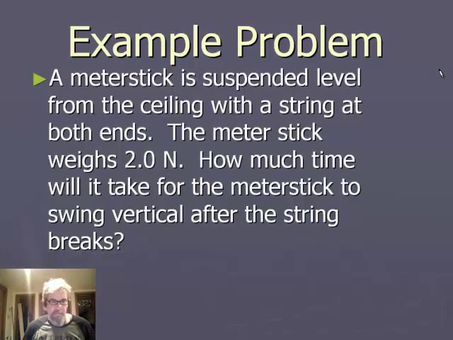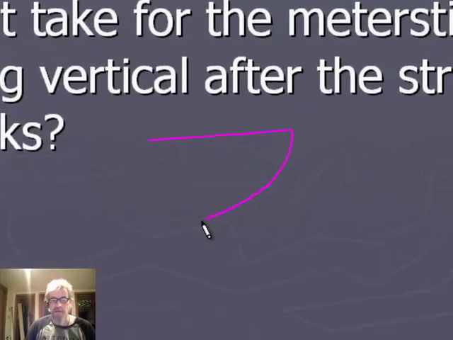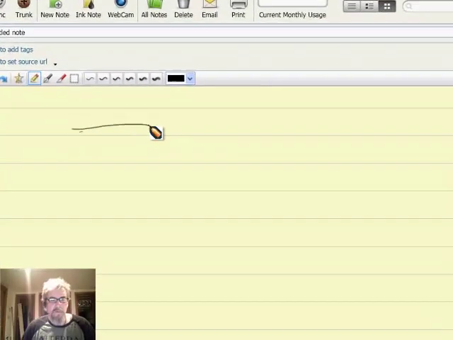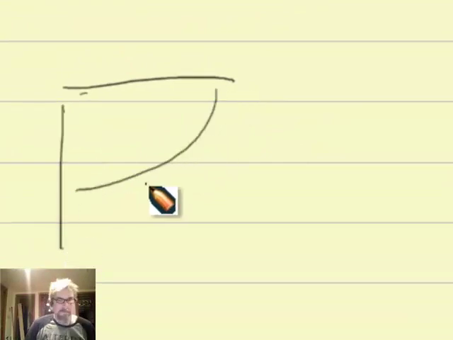Well, this is a problem related to the last problem. It's the same meter stick, suspended level, the string breaks, and then we're supposed to calculate how much time it will take for the meter stick to swing vertical. Well, swinging vertical means that it's going to go through a 90-degree angle here. So theta would actually be pi over 2 if you're talking about radians. Well, let's solve this problem. Once again, our meter stick is going to go through an angle of pi over 2 as it swings.